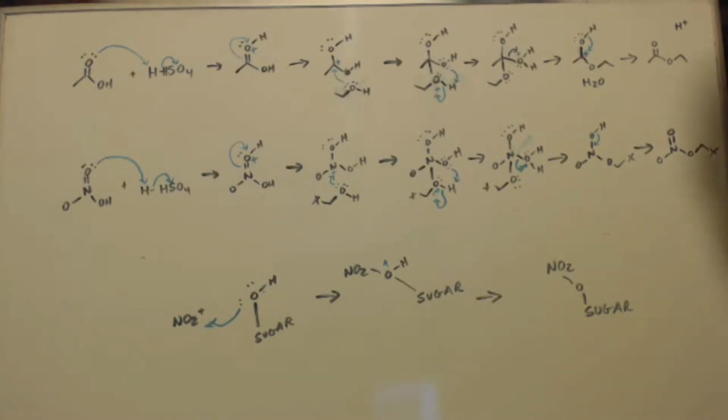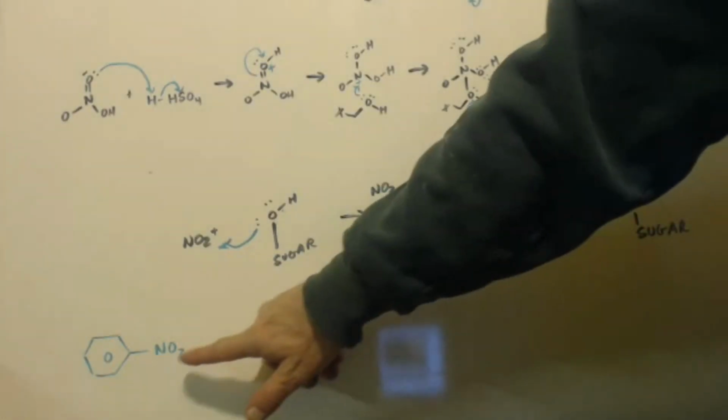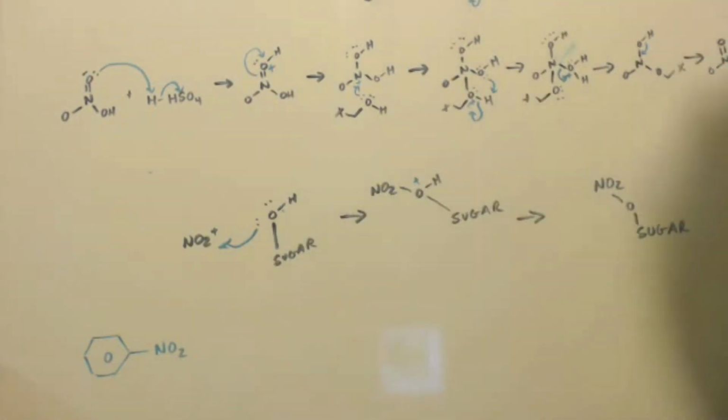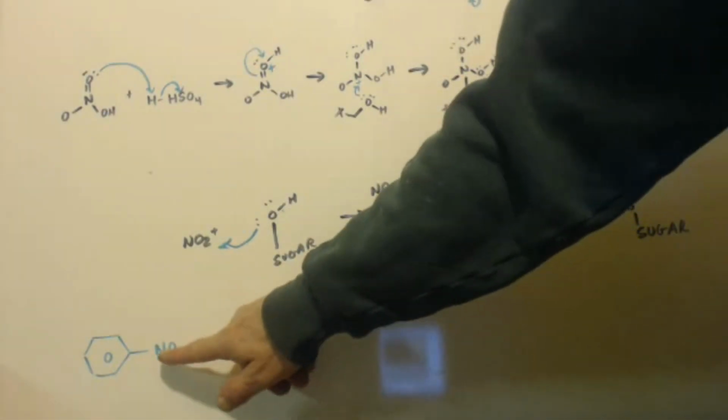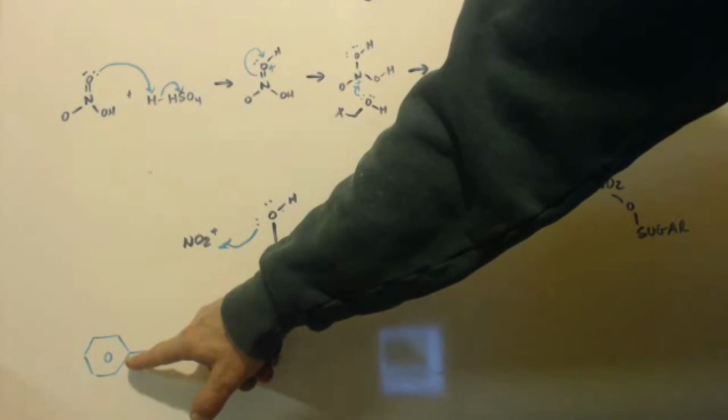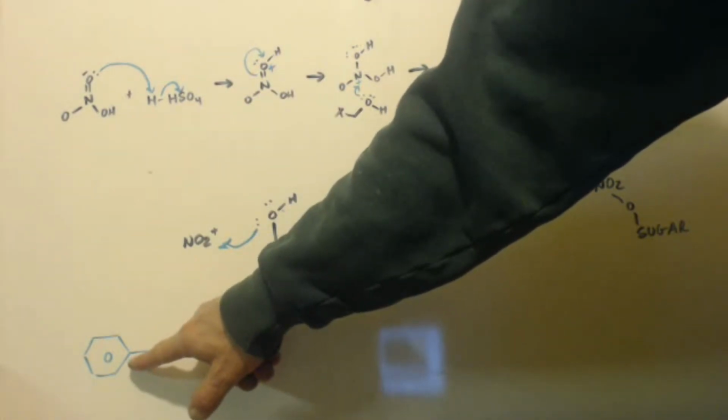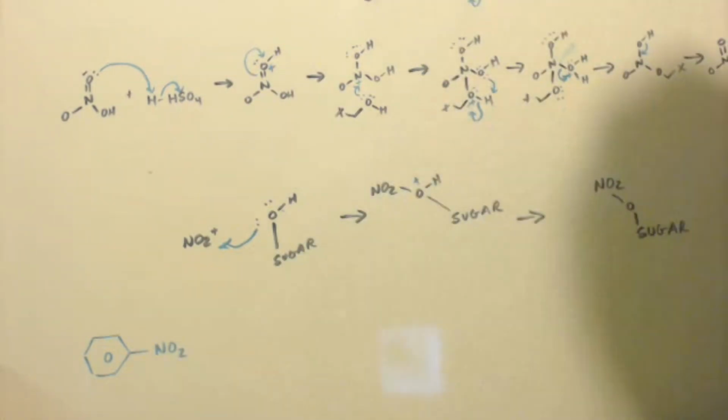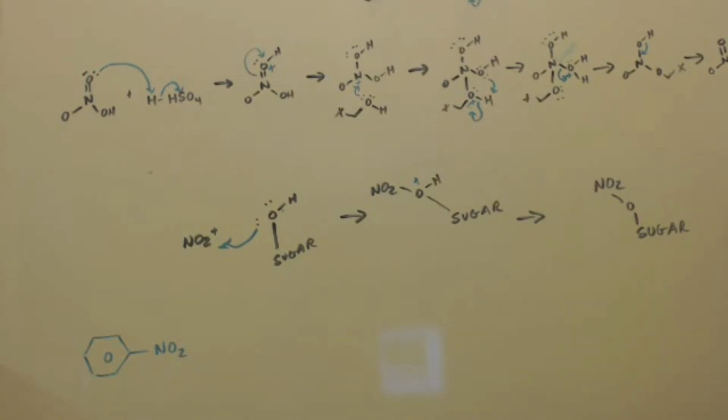Nitrate ester. Now, what's a nitro group? This is a nitro group, nitrobenzene. Look at how the NO2, what's it connected to? Is it connected to an oxygen like an alcohol has? No, it's connected to a carbon. That's how you know that's a nitro group.